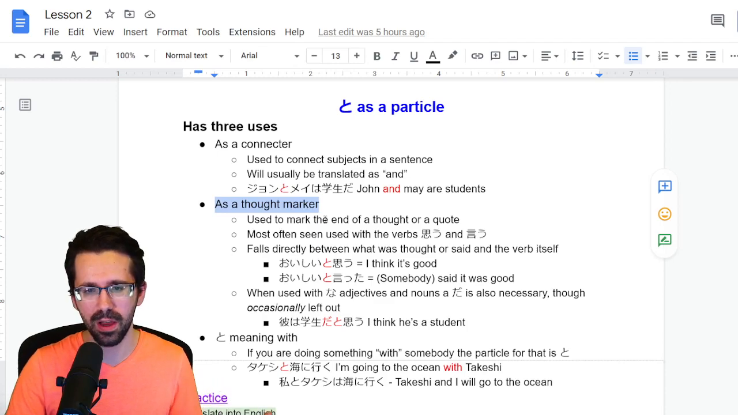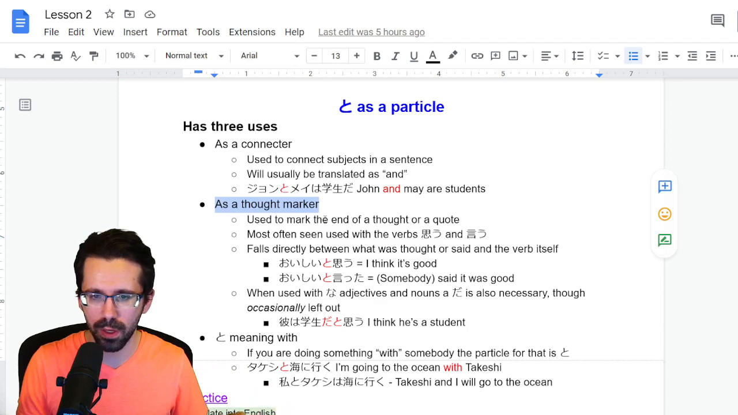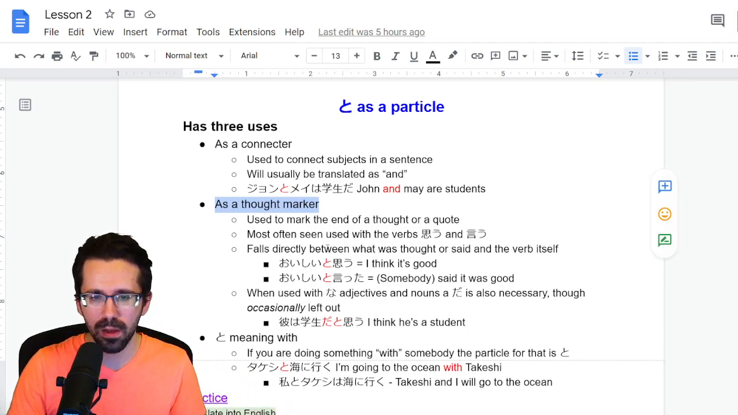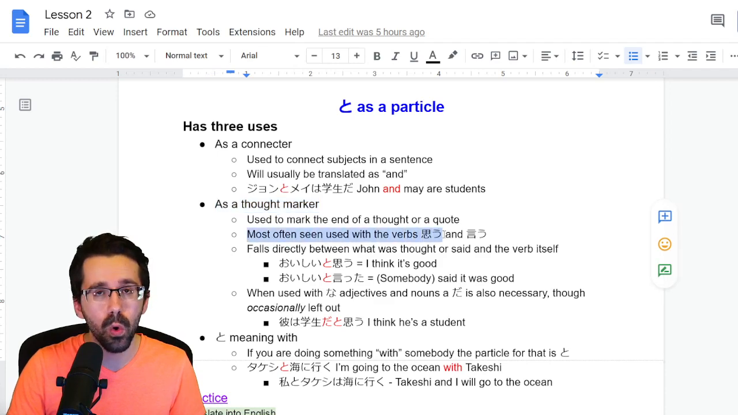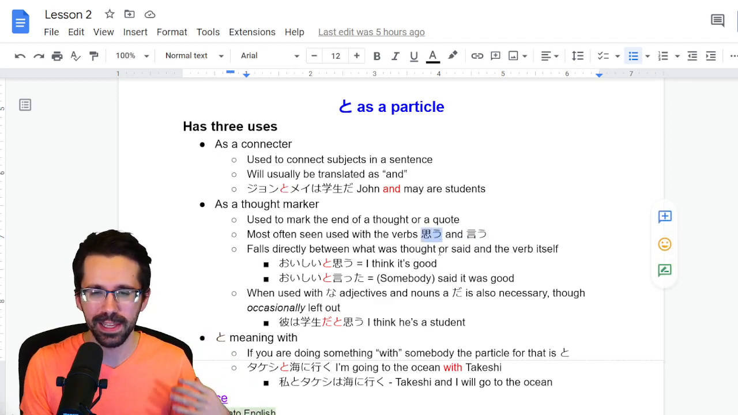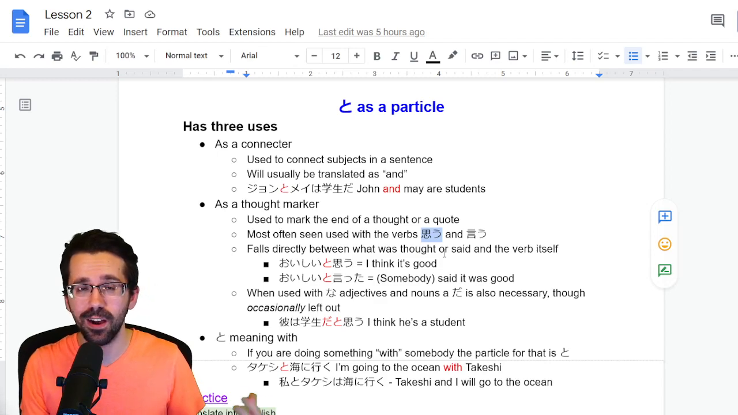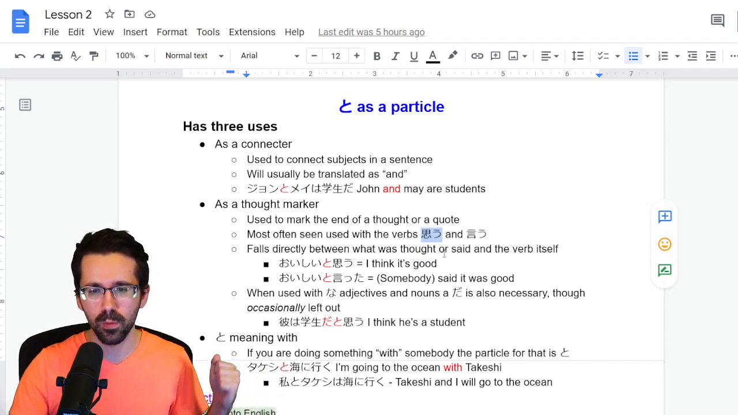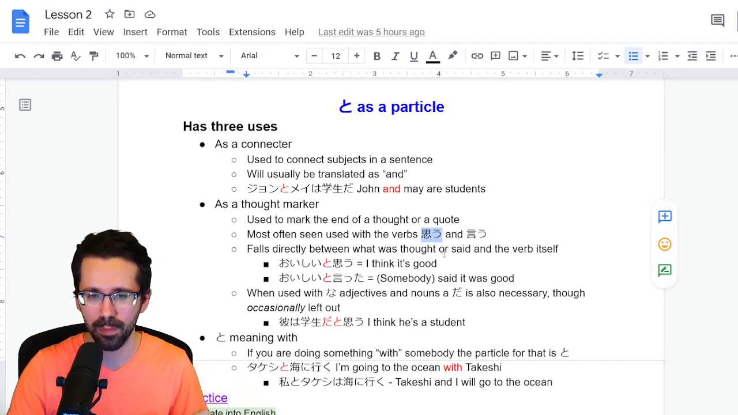And when I say a thought marker, I mean that to can be used to show the end of a thought or a quote. Because of this, it's most often going to be used with the verbs omou and iu. Omou means to think, and iu means to say. Both of these verbs are very, very useful and important, especially the verb omou. It's very common for people to be talking about their thoughts and the way that they feel about things, and so omou is super useful for that purpose.